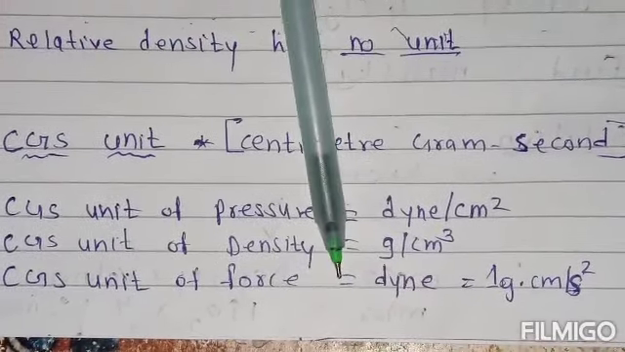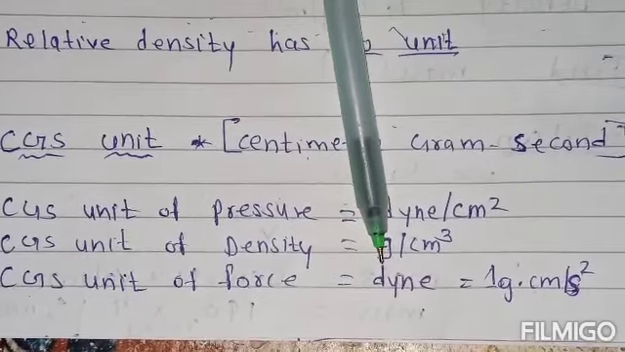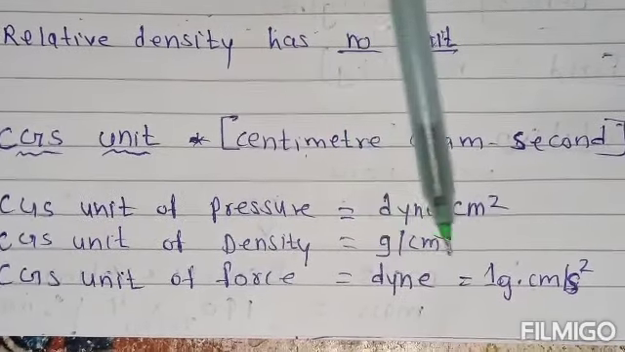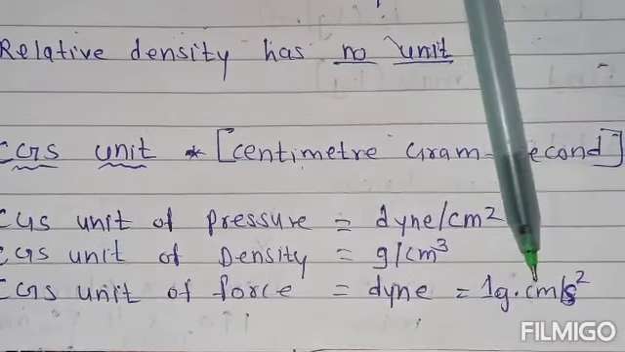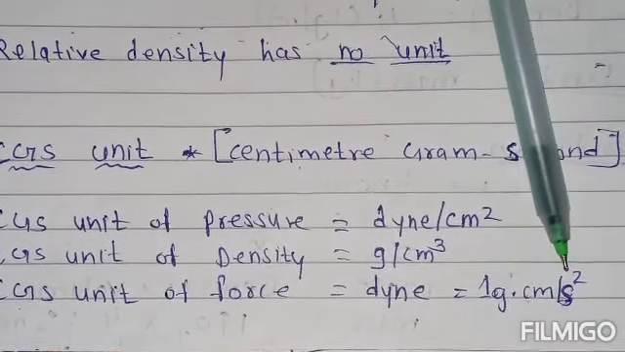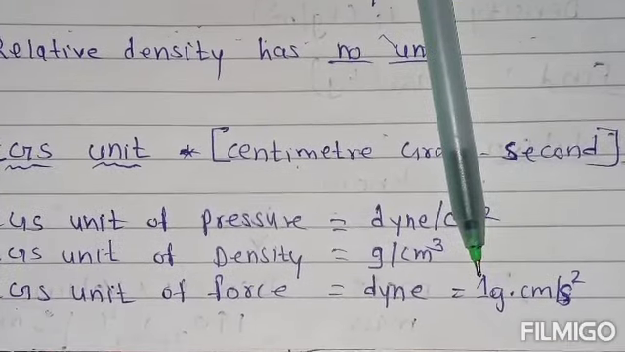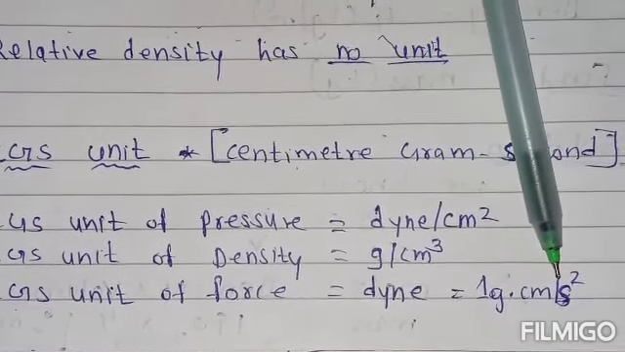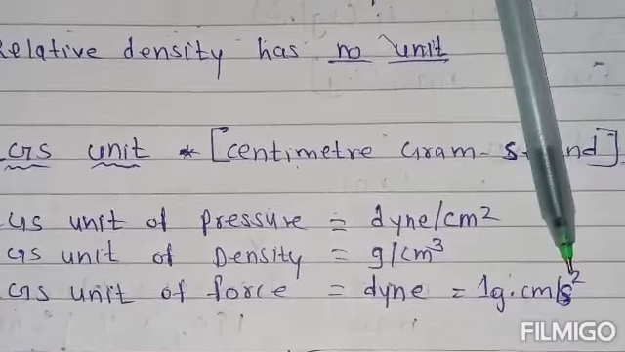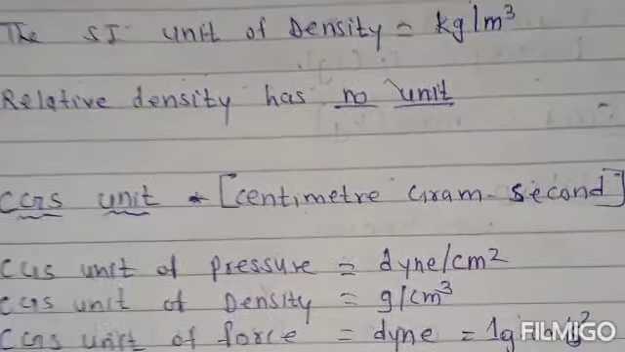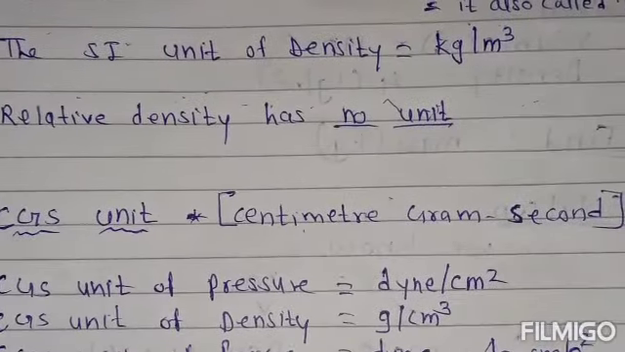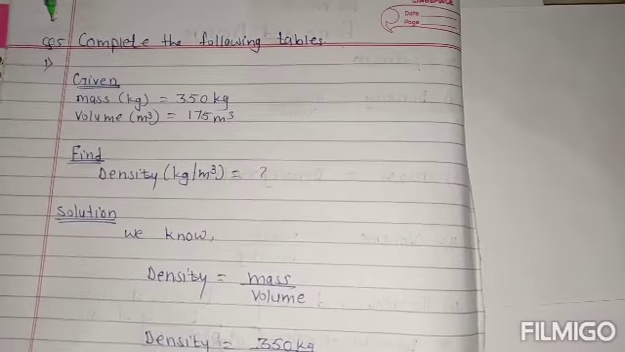CGS unit of force is equal to dyne, which is equal to 1 gram centimeter per square second, or 1 gram centimeter per second square. Okay, so these are the CGS units and SI units. Now we will see the numericals from the textbook.